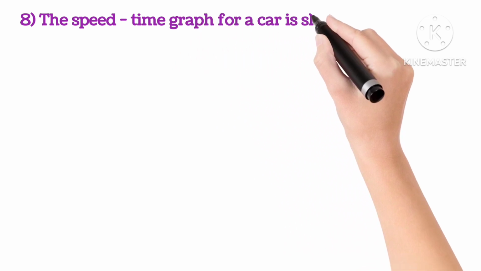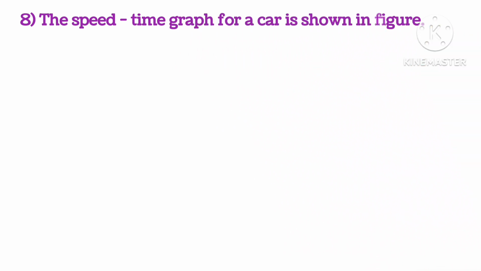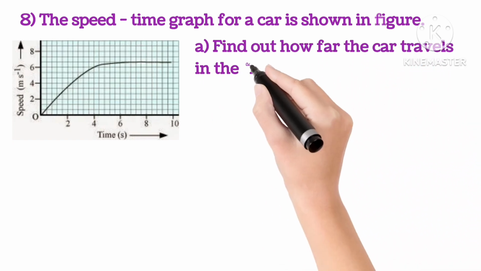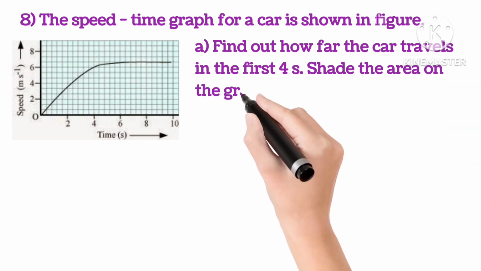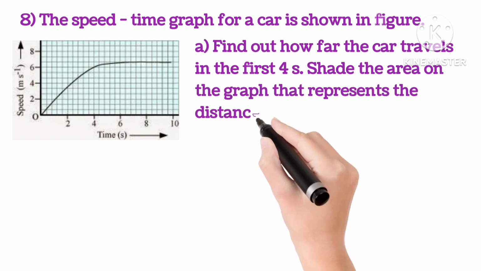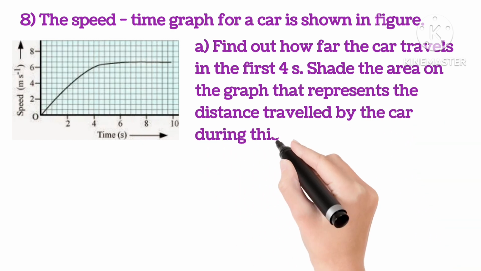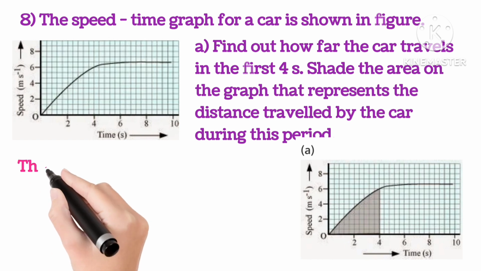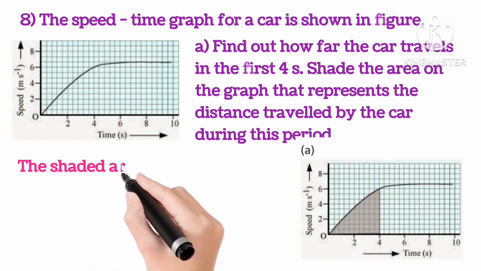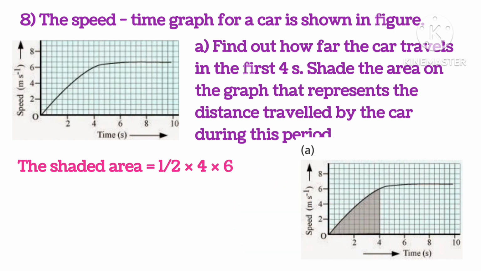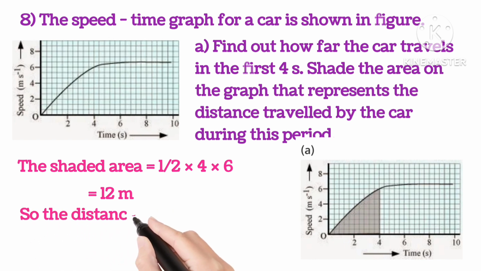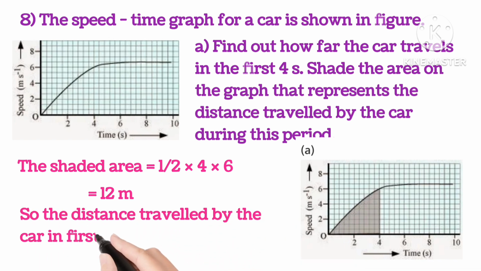Eighth, speed time graph of a car is shown in the figure. Find out how far the car travels in the first 4 seconds. Shade the area on the graph that represents the distance travelled by the car during this period. So you can see the shaded part. The shaded area is equal to half into 4 into 6, that is base into height, which is equal to 12 meters. So the distance travelled by the car in the first 4 seconds is 12 meters.